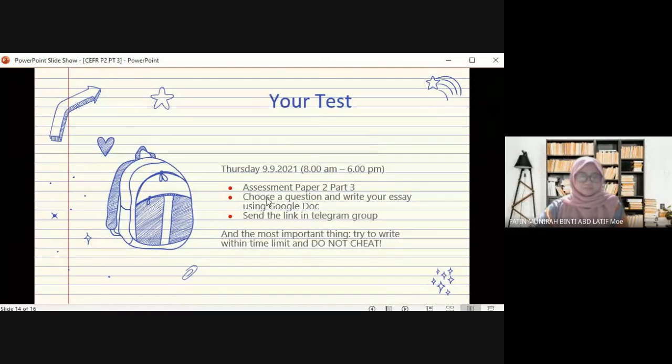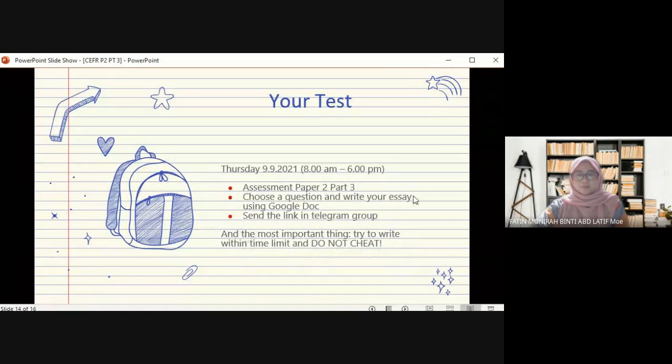Okay, so the assessment is for paper 2 part 3. You have to choose the question and write your essay. Okay, for this one, you can use Google document or Google form. Sebab ada orang dia macam susah nak guna Google document, so you can use Google form. Also, I will give you the link. Okay, and if you have already answered, kalau you guna Google document, you can send the link in the Telegram group with your name. Okay, and the most important thing is try to write within the time limit and do not cheat.